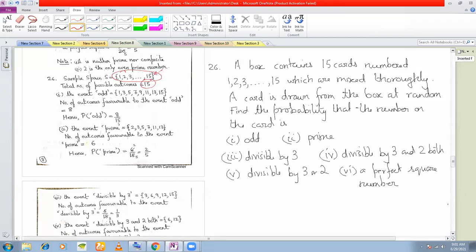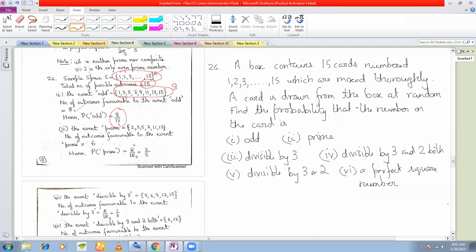So the number of elements in this set is 15. The first question here is that the card is odd. So what are the odd numbers in the sample space? If you see, the odd numbers are these, all odd numbers between 1 to 15. So how many events are favorable to the outcome odd? 8. If you count the number of elements here, it comes to 8. Therefore, the probability is 8 divided by 15.